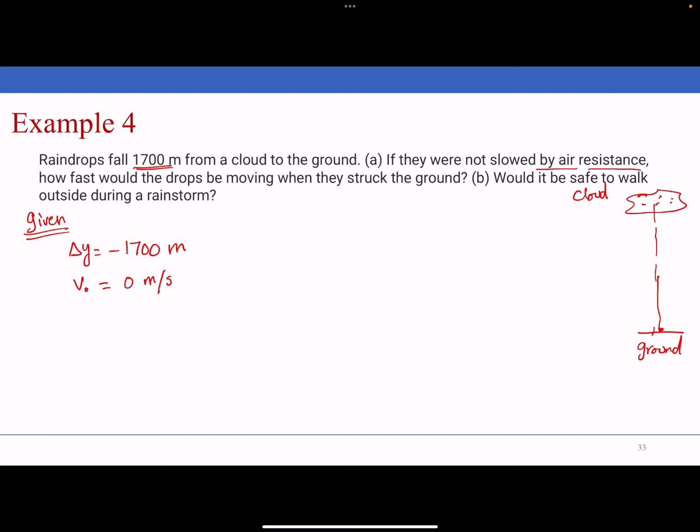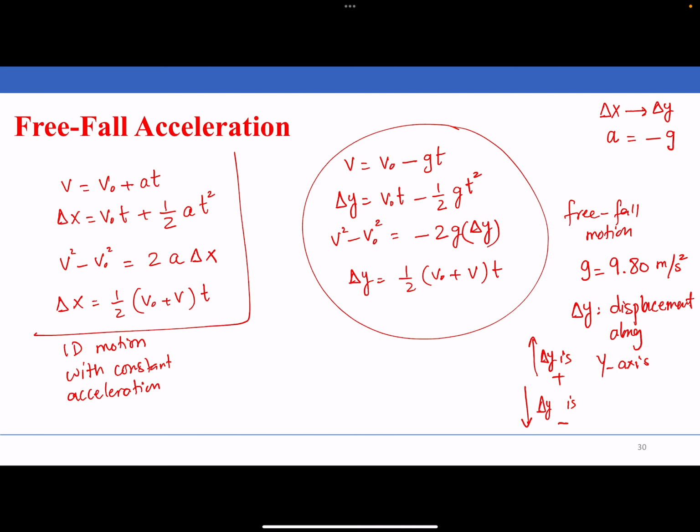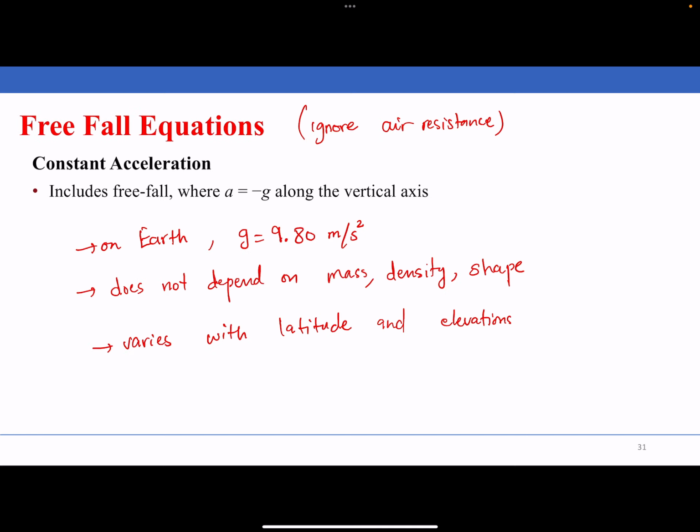Other than that, that's pretty much it. What are they asking us to calculate? The final velocity at the end of the 1,700 meter trip. So that's the given information. Now we have a couple of different choices. For calculating final velocity, I can either use the first equation, but time is not given, so I'll have to have time calculated some other way. Or we can use the third equation that does not require time. So I think I'm going to go with the third one.